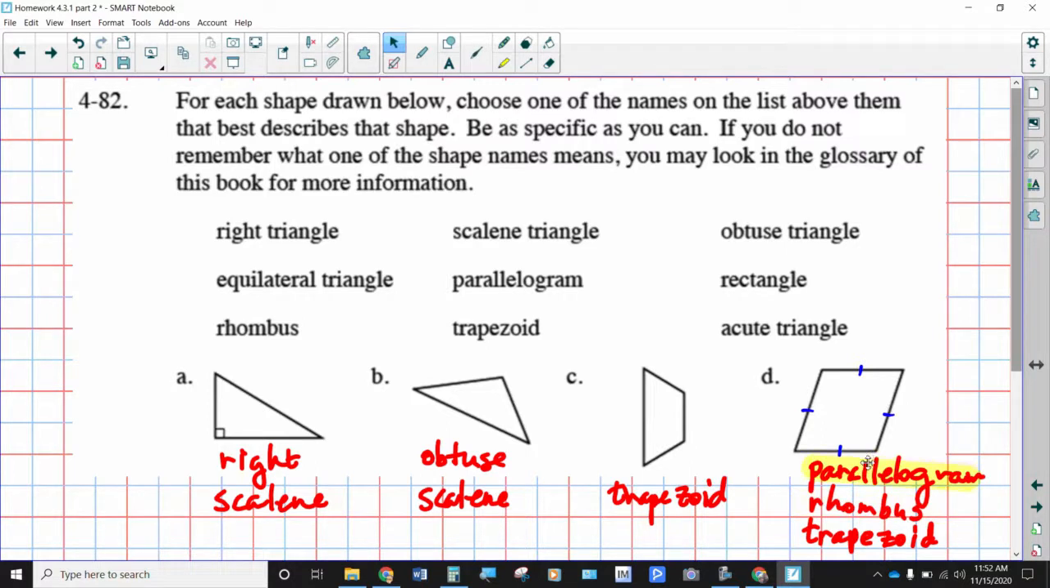If it were a parallelogram and not a rhombus, and it had four right angles, then we would call it a rectangle. So a rectangle is a more specific name than a parallelogram, and a square is a more specific name than a rhombus. But technically, this can go by a lot of different names. It's a polygon, it's a quadrilateral, it's a trapezoid, it's a parallelogram, and it's also a rhombus, and I believe the rhombus is the most specific name.